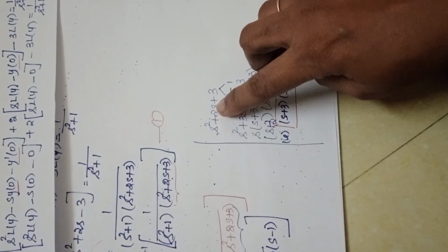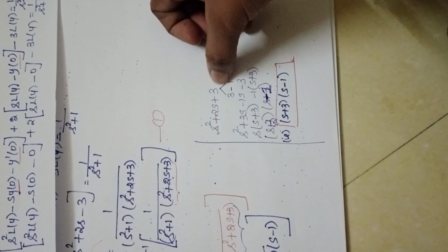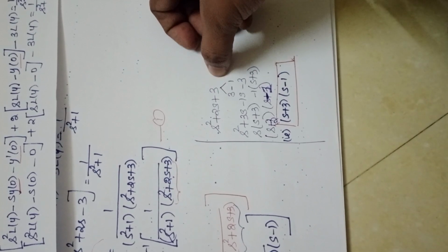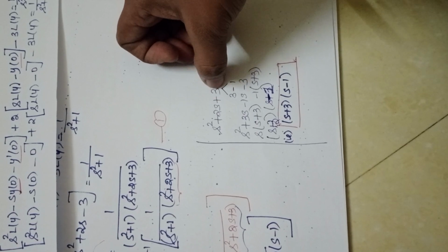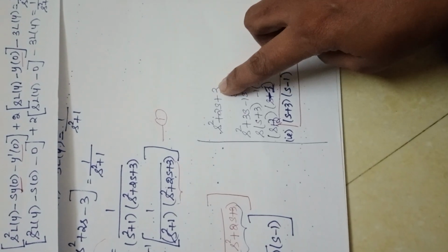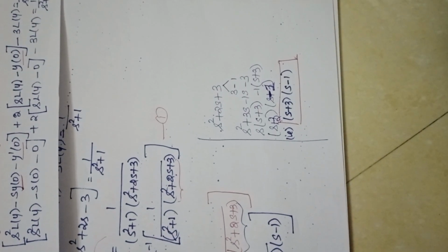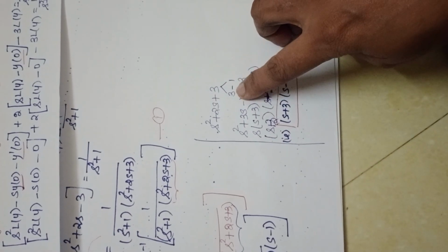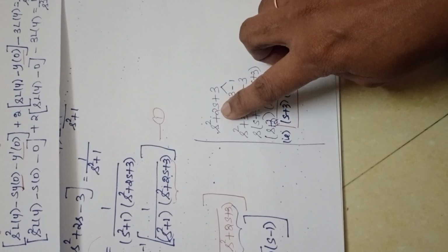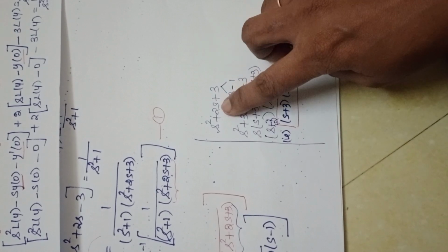How? S square plus 2s plus 3. So what is the method of factorization? You consider the constant that lies at the extreme and find the factors of this constant. The constant is 3. The factors of 3 are 3 ones are 3. When you add or subtract 3 and 1, you should get the middle term. So 3 minus 1 is 2.